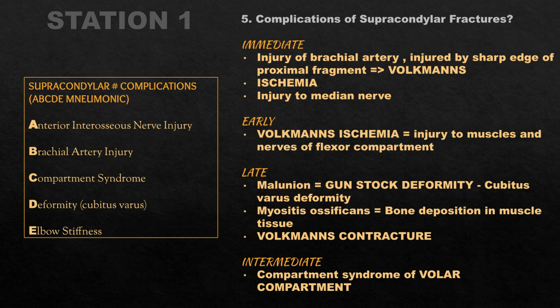Immediate. Brachial artery injury may lead to Volkmann's ischemia, median nerve injury. Early. Compartment syndrome of the volar compartment. Volkmann's ischemic contracture, muscle necrosis of flexor compartment. Late. Malunion. Cubitus varus deformity. Myositis ossificans, persistent elbow stiffness.